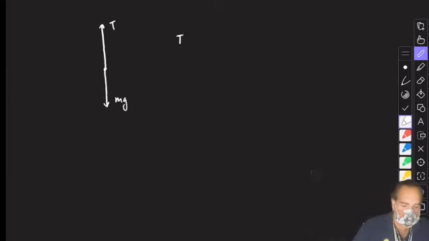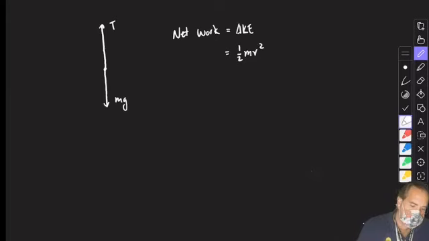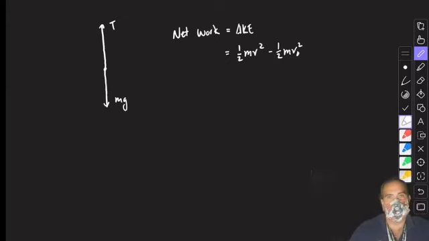We know that the total, let's say net work, is equal to the change in kinetic energy. And we know how much this is because we know the two velocities. So we can calculate that. Not to do the whole problem, there's work done by tension and there's going to be work done by gravity.